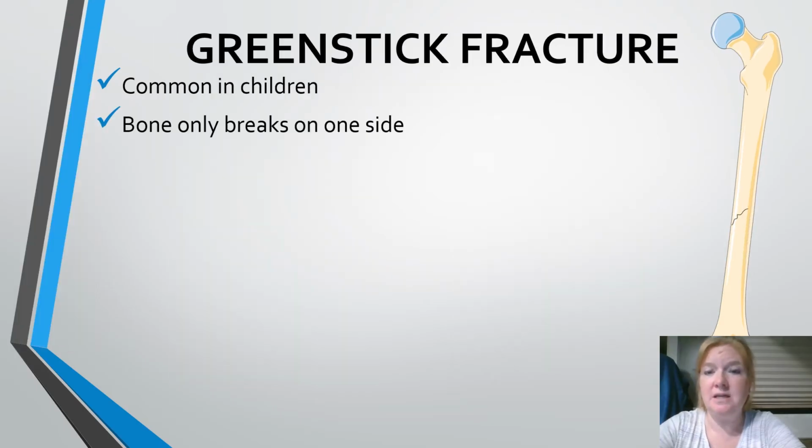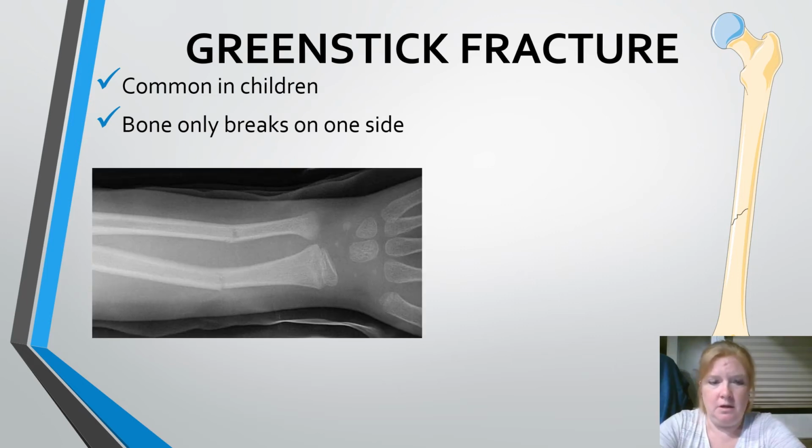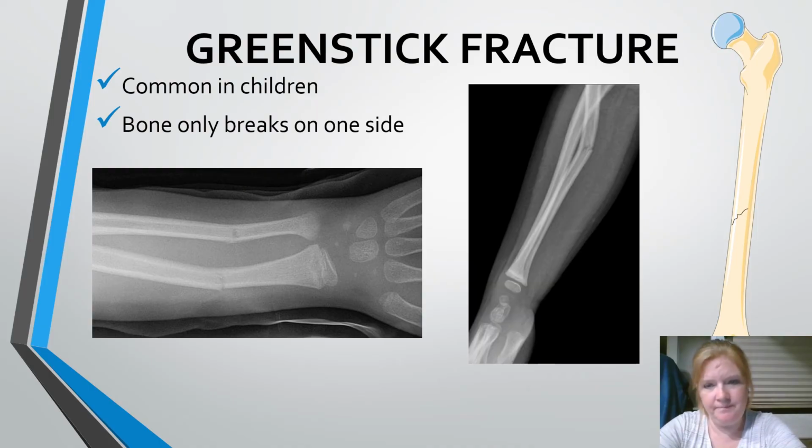A green stick fracture. That's common in children. The bone only breaks on one side. It bends. And that's because, remember, bones of children are not fully ossified. So there's a green stick fracture. You can see a fracture, a break on one side, but not the other.